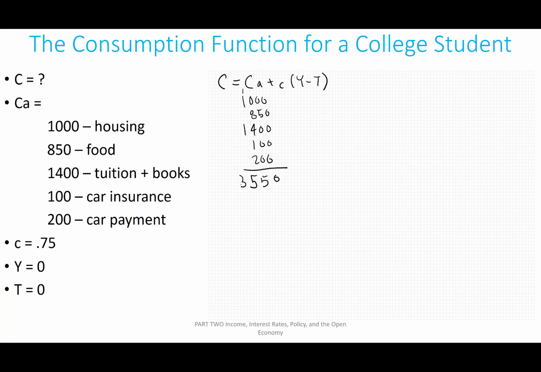We have 3,550 as our autonomous consumption, plus 0.75. Our college student has an income of 0 and taxes of 0. This equals 3,550. And this is our consumption.